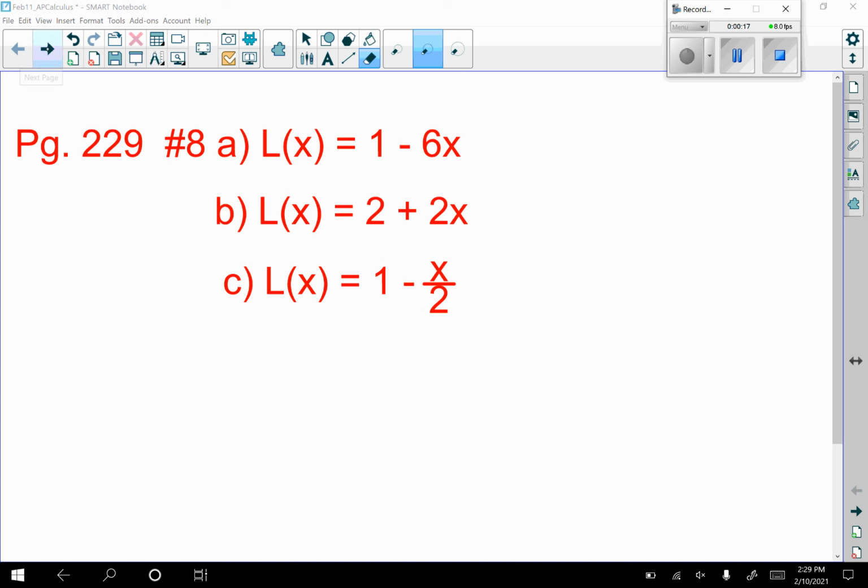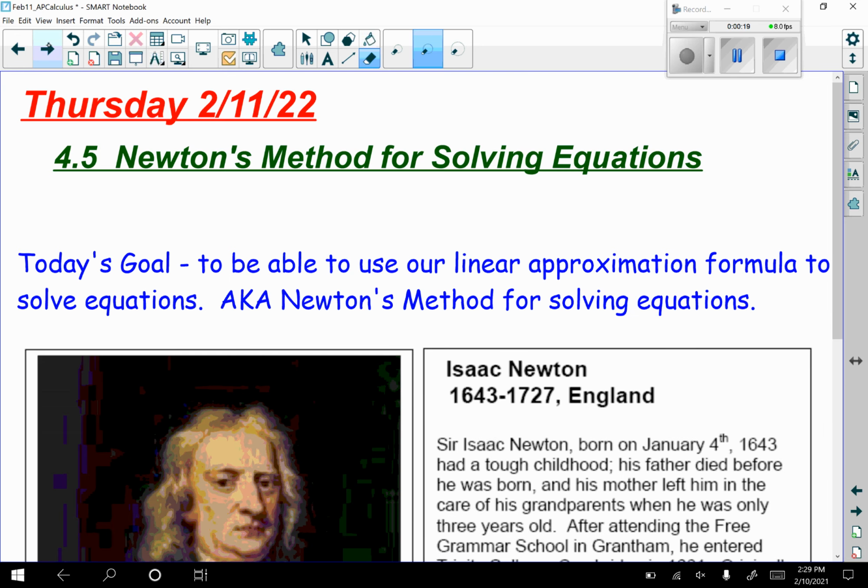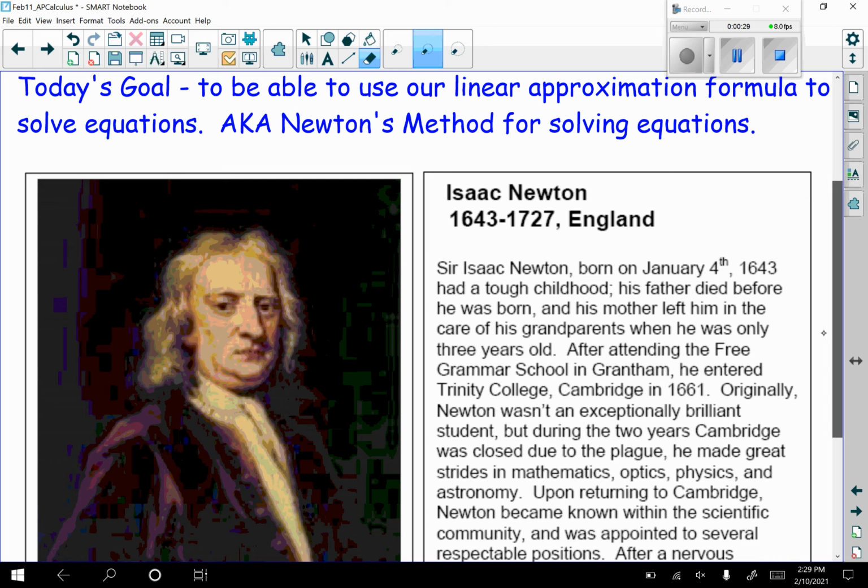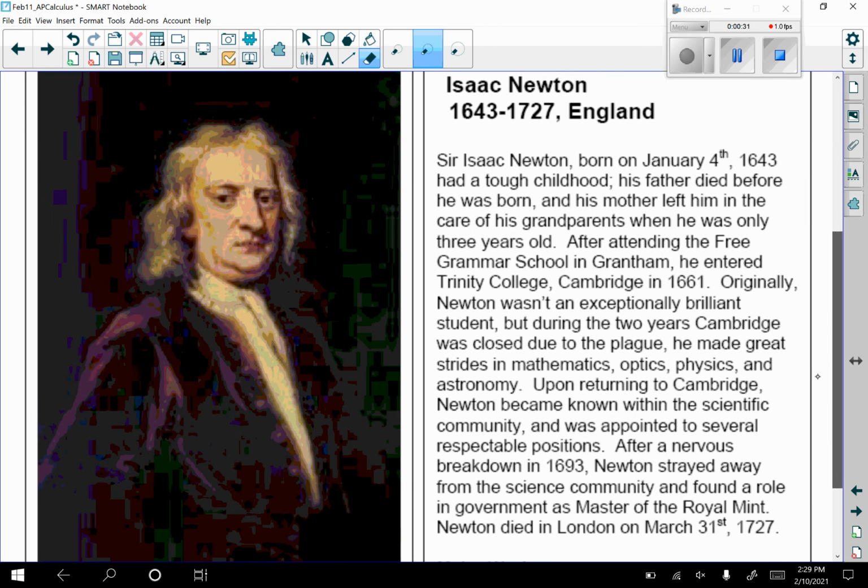So today we're still going to go through section 4.5. Here we're going to use the linear approximation formula from yesterday to help us solve equations. This is using Newton's method for solving equations. So if you want to read a little bio on Sir Isaac Newton, you can pause the video and go ahead.